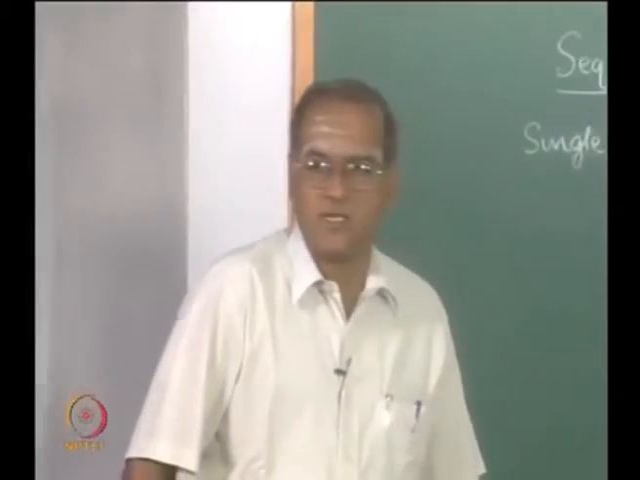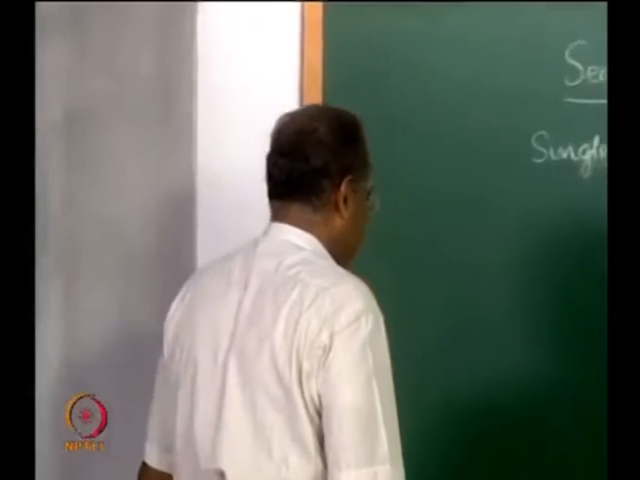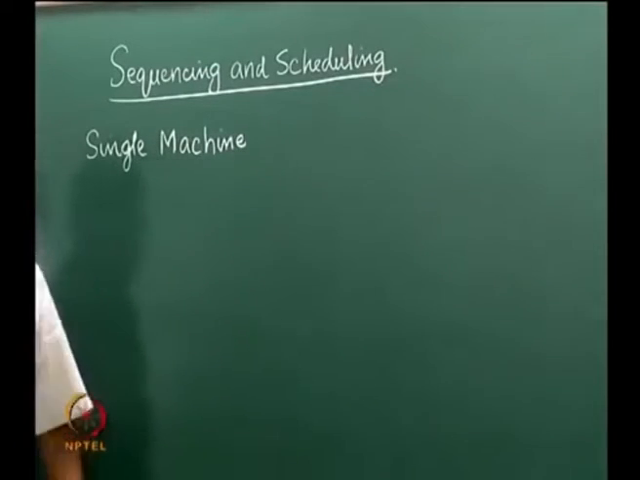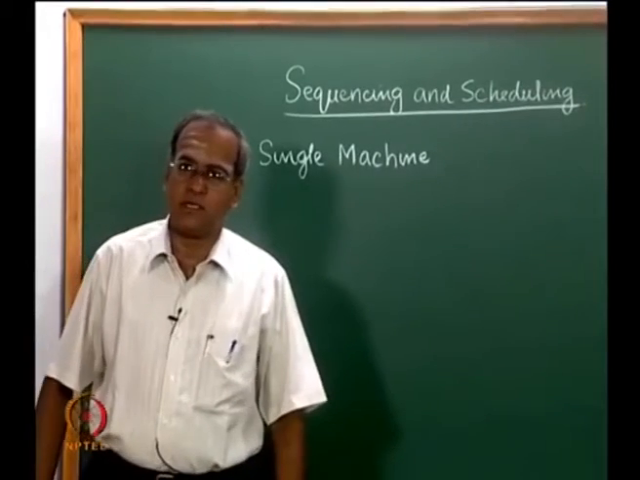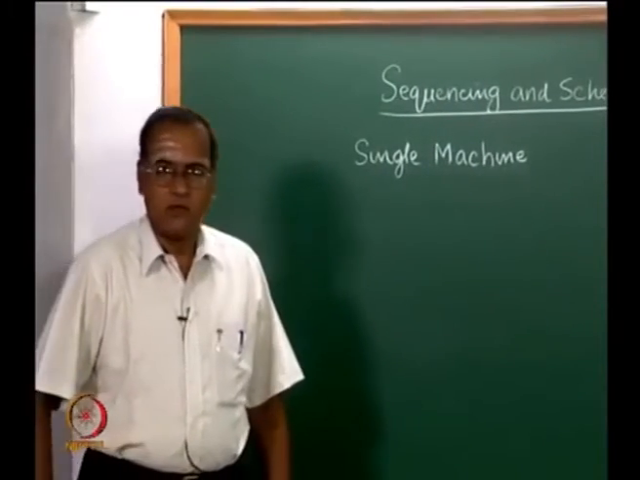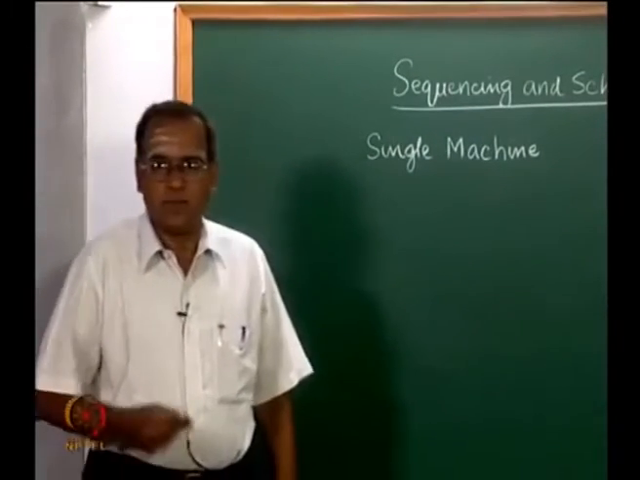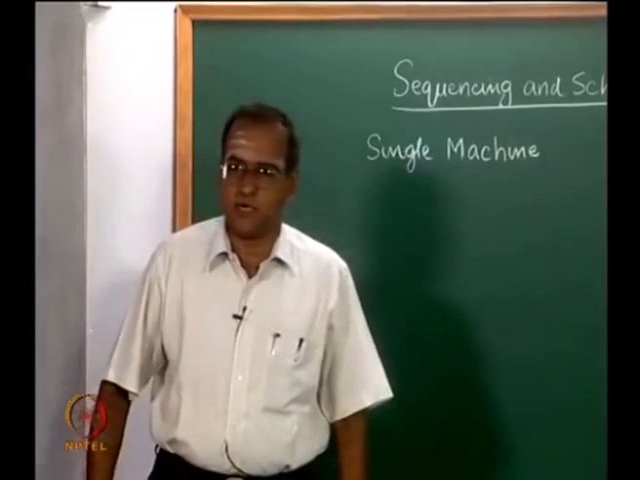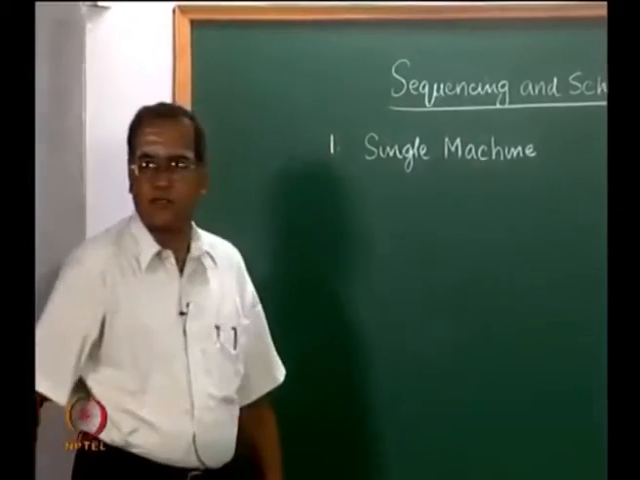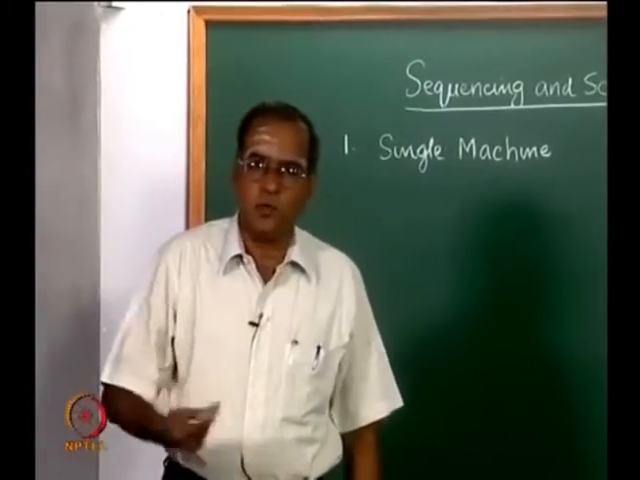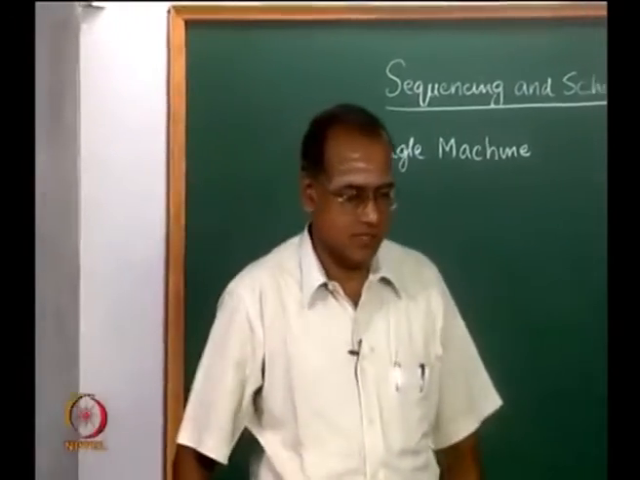In this lecture we continue our discussion on sequencing and scheduling. In the previous lecture we had seen the assumptions, the objectives and different types of sequencing and scheduling problems. We will now address each one of the problems in detail and see how we can optimize or minimize the chosen objective. So, the first problem that we will be looking at is a single machine sequencing problem. We take a numerical example to explain a few ideas in single machine sequencing.